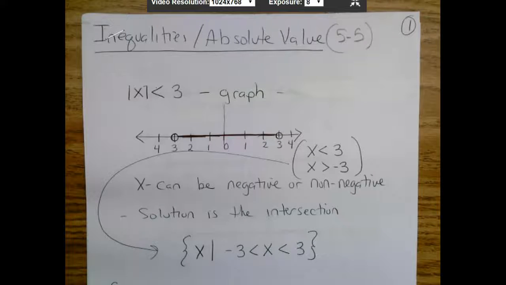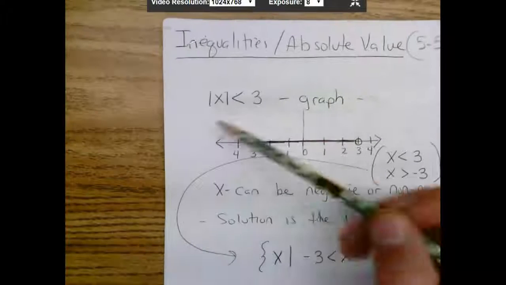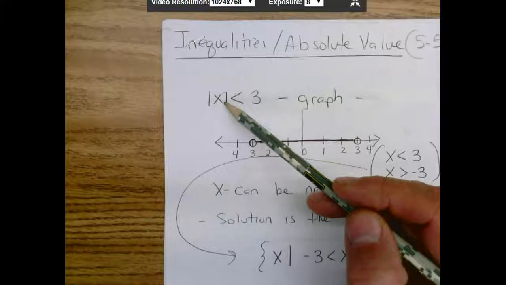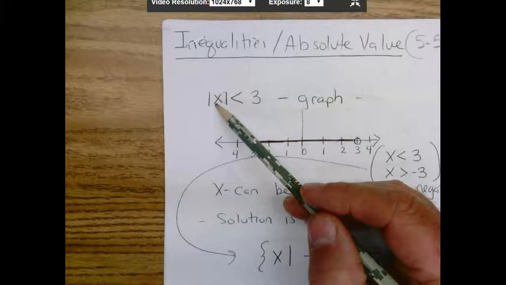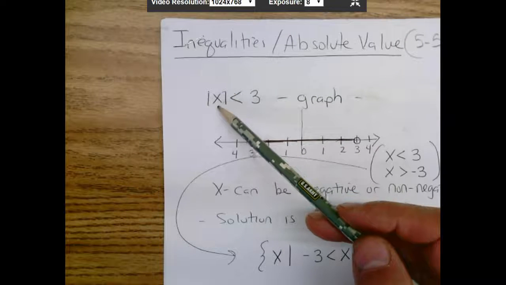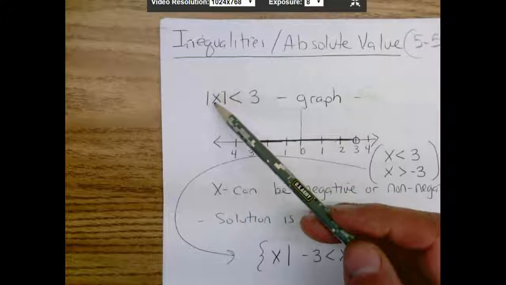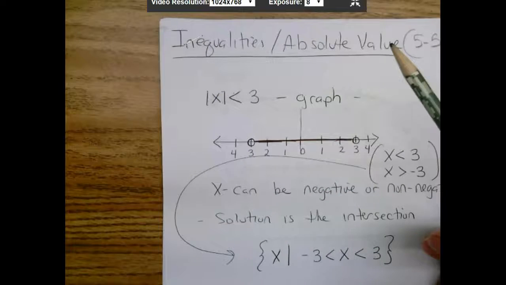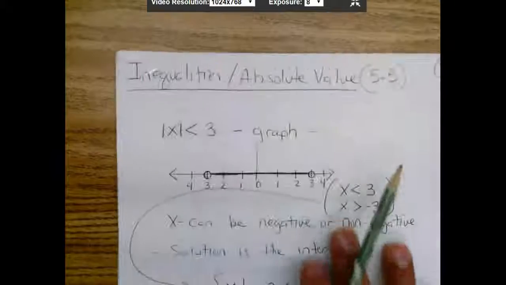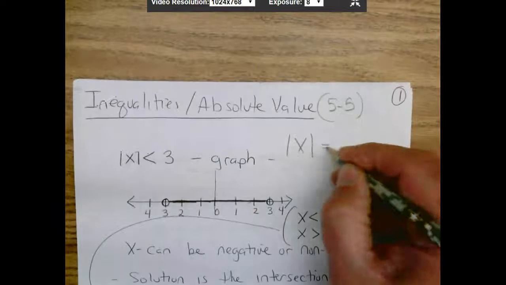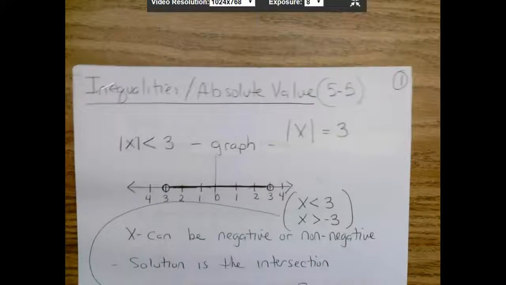So when we're looking at absolute value, we have a variable inside of it. An absolute value should make you realize that it can be a positive or negative number. Let me show you. If we had the absolute value of x equals 3, let's say that was it.